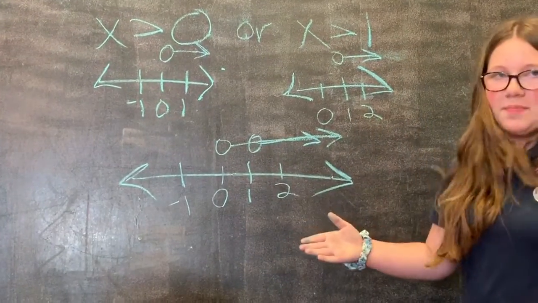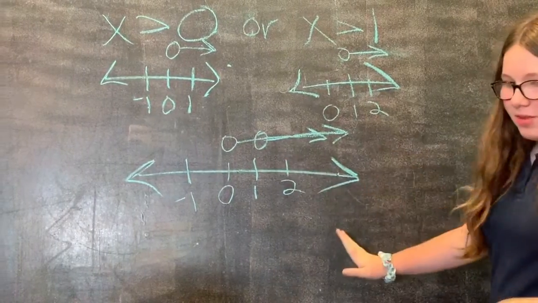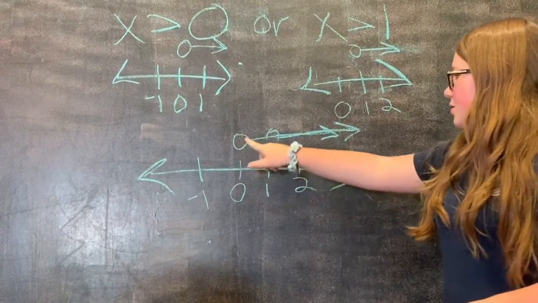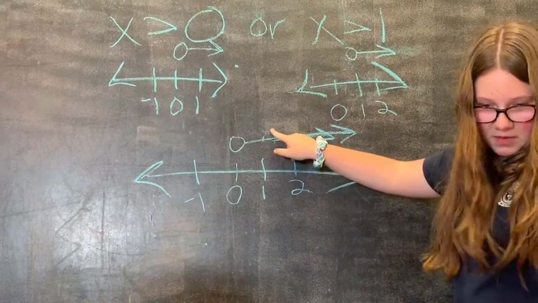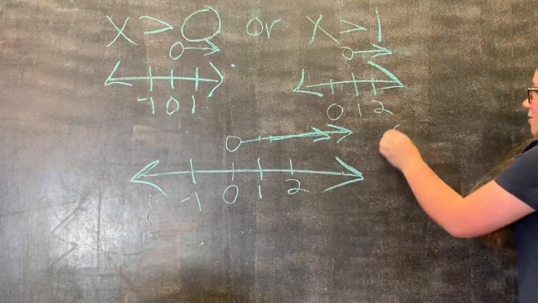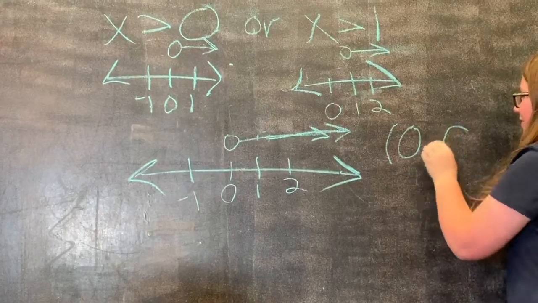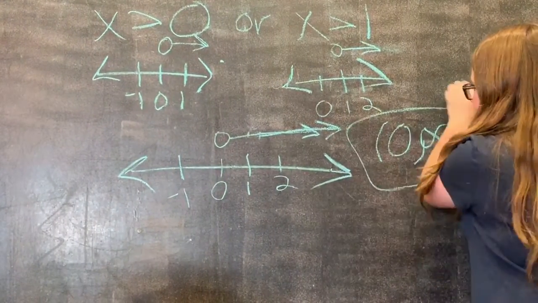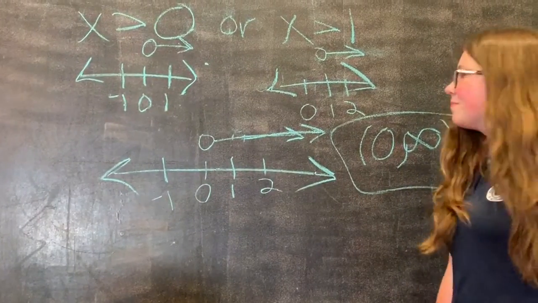And graph how they would be. But since it only has to satisfy at least one of them, then that means that this would satisfy at least one of them. So then the interval notation would be 0, comma, infinity, with parentheses instead of brackets.